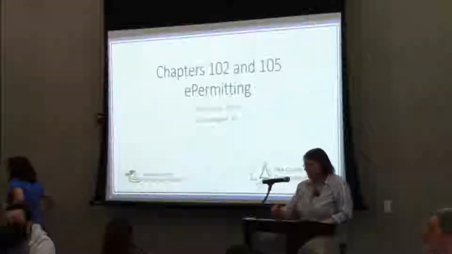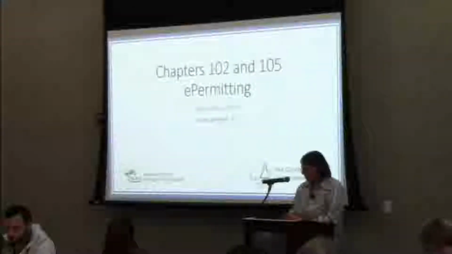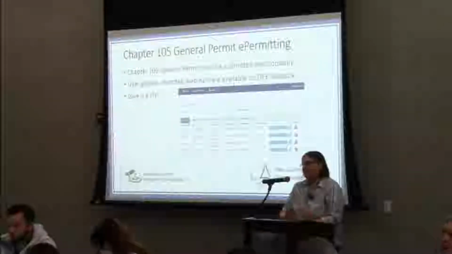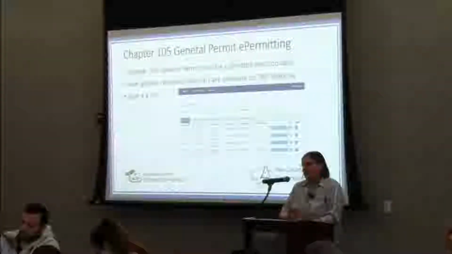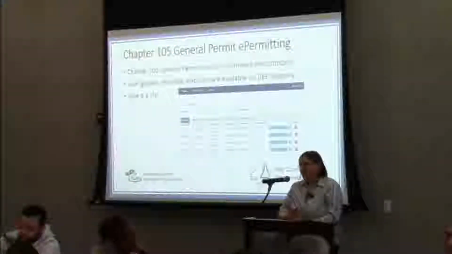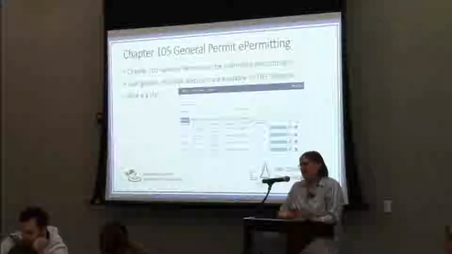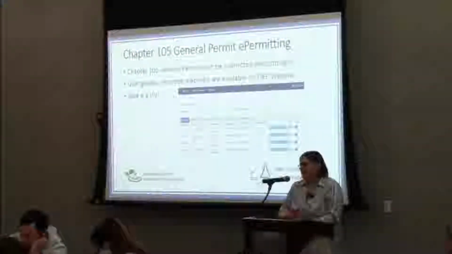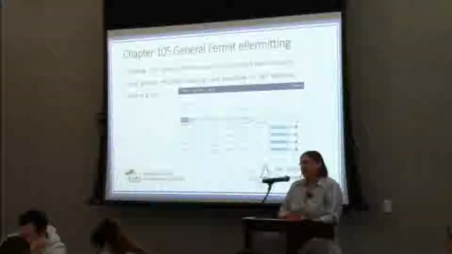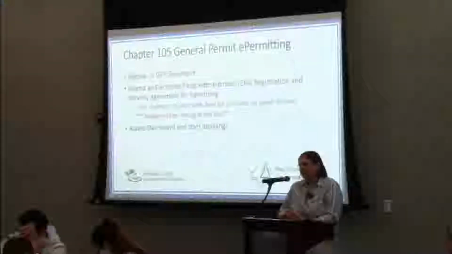Okay, my section's really short here because we already touched on the 105E permitting, and then Drew's pretty much got the rest of the show. So like I talked about before, Chapter 105 general permit e-permitting is live and active. I would say that if you do anything within the general permit realm, start looking at the user guides, the recorded webinars, and give it a try, because this is the way all of the DEP permits seem to be going. And we highly encourage that you start submitting things electronically.